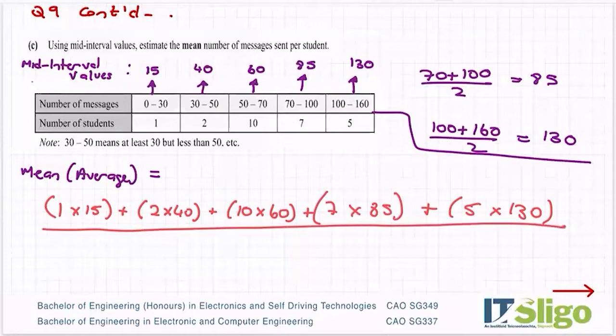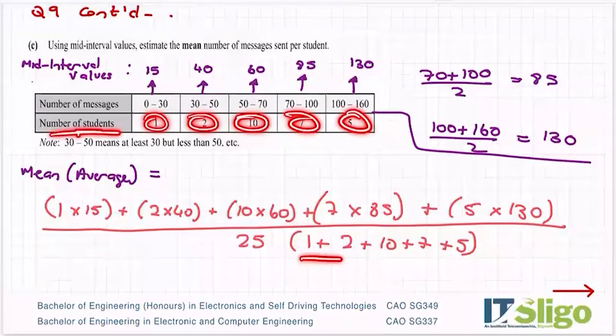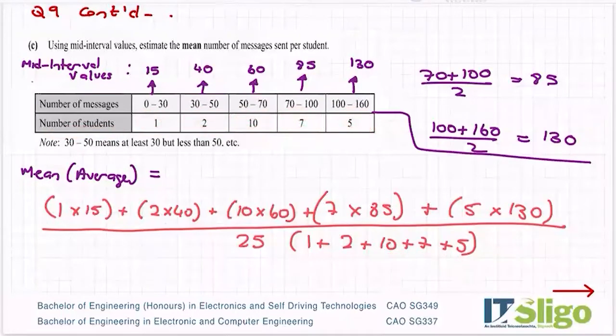Just be careful though that you don't divide by 1, 2, 3, 4, 5 because we had 5 boxes, that you still divide by the 25 students, okay? And you'll get the 25 students if you add up all the bottom numbers. Okay, so if they don't tell you how many people, add all the number of students there together and you'll get your 25. Okay, so I'm just going to rub this out so that you don't get confused.